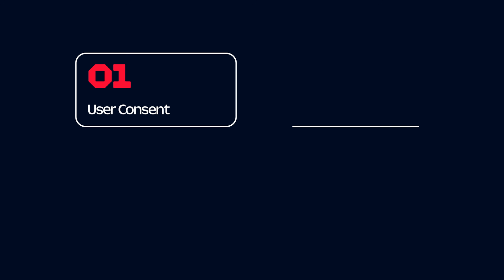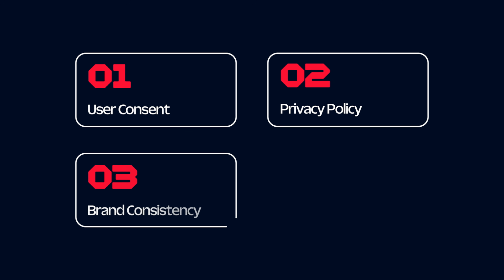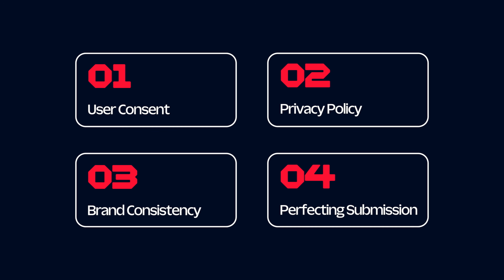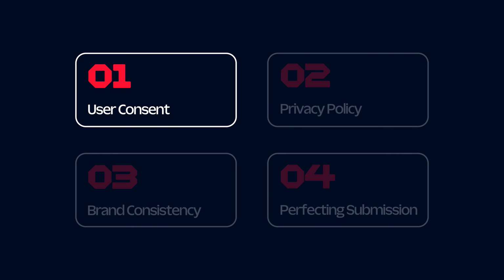Now, let's get into the campaign submission itself. We can boil a successful application down to 4 essential keys: user consent, privacy policy, brand consistency, and the ideal submission. We're starting with user consent. I'm not exaggerating. This is the most critical part of your registration and where the majority of rejections happen. If you get this right, you're already ahead of the pack.